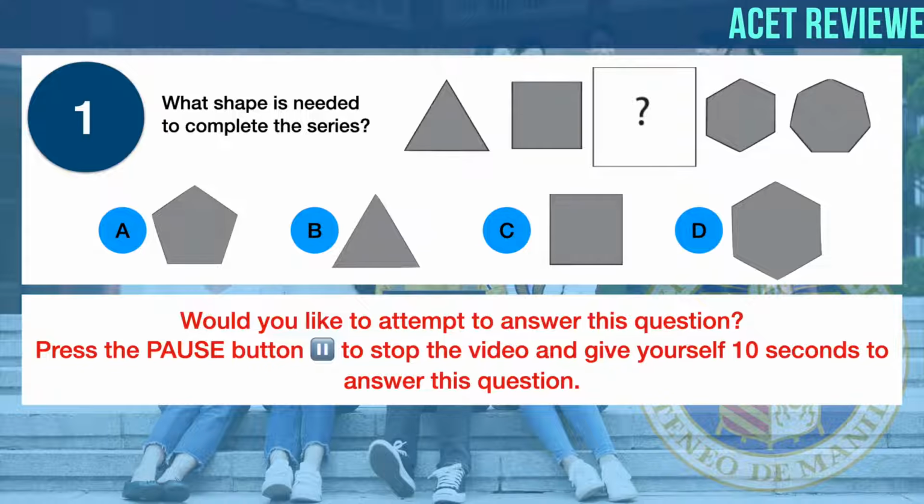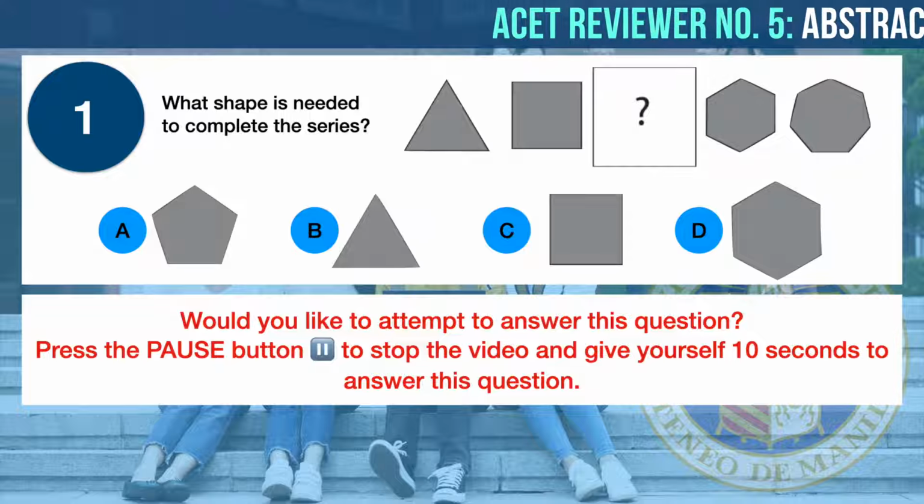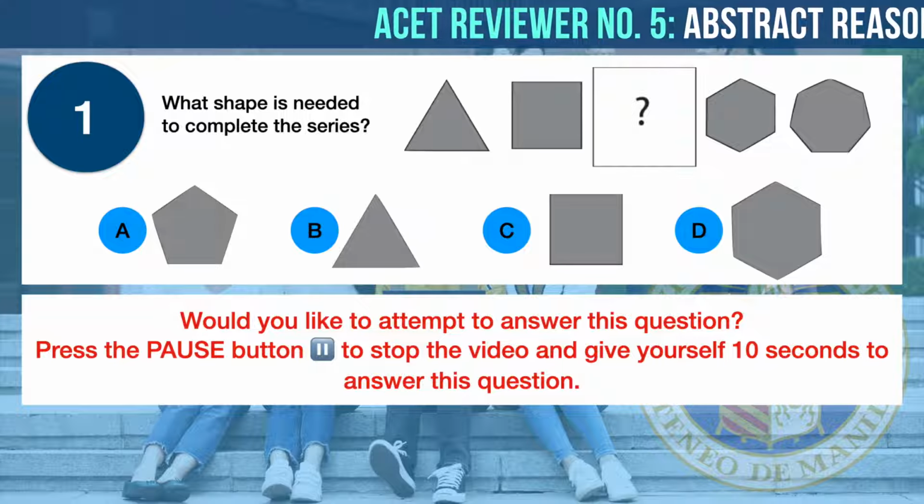Abstract Reasoning question number 1. What shape is needed to complete the series? Choose the correct answer from the given answer choices as shown.